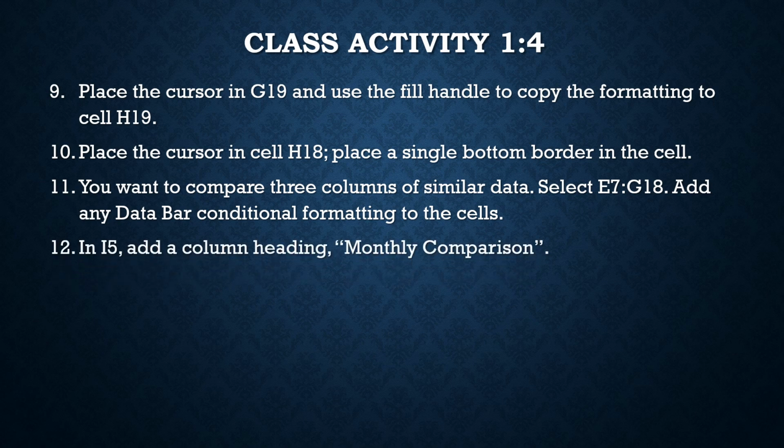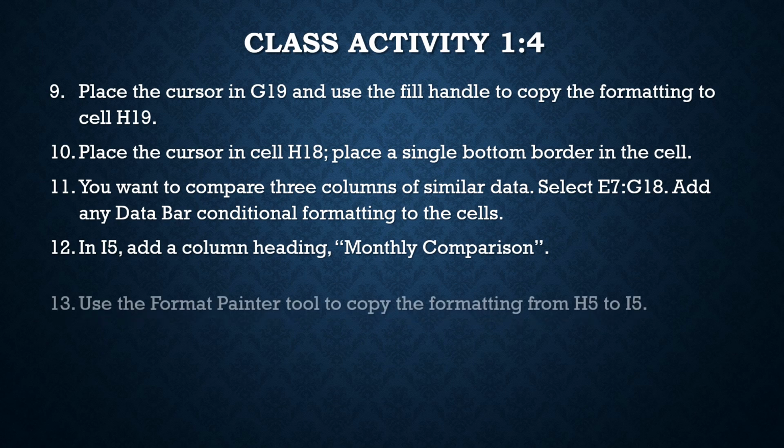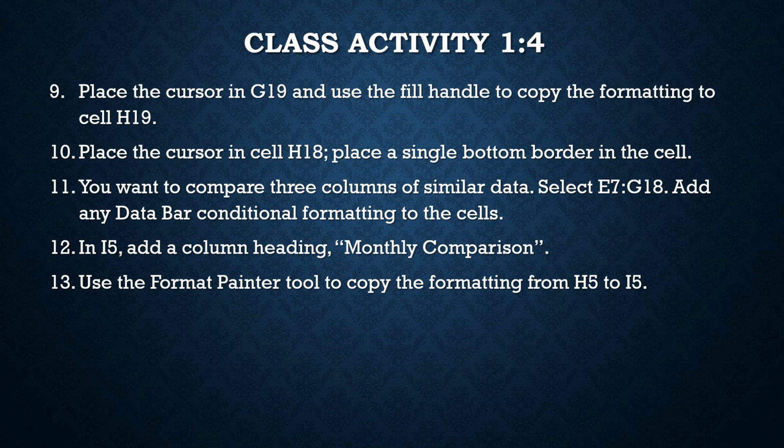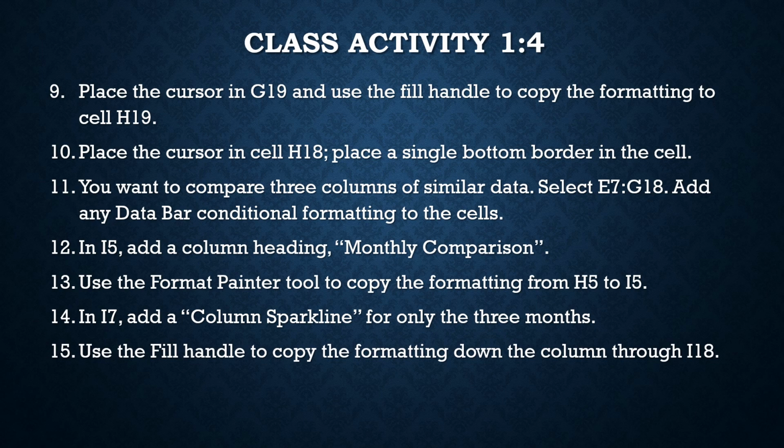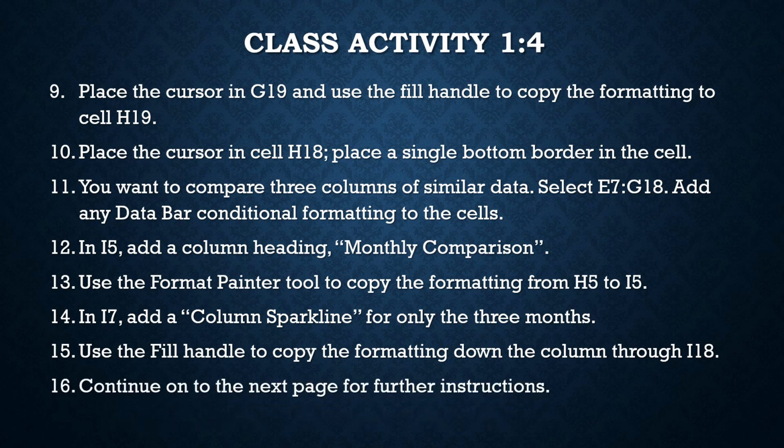In I5, add a column heading called Monthly Comparison. Use the Format Painter tool to copy the formatting from H5 to I5. In I7, add a column spark line for only the 3 months. Use the fill handle to copy the formatting down the column through I18. Continue on to the next page for further instructions.